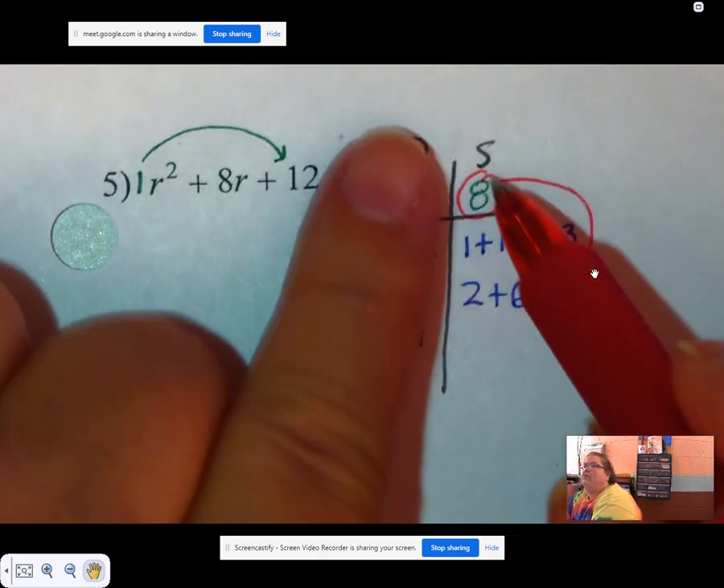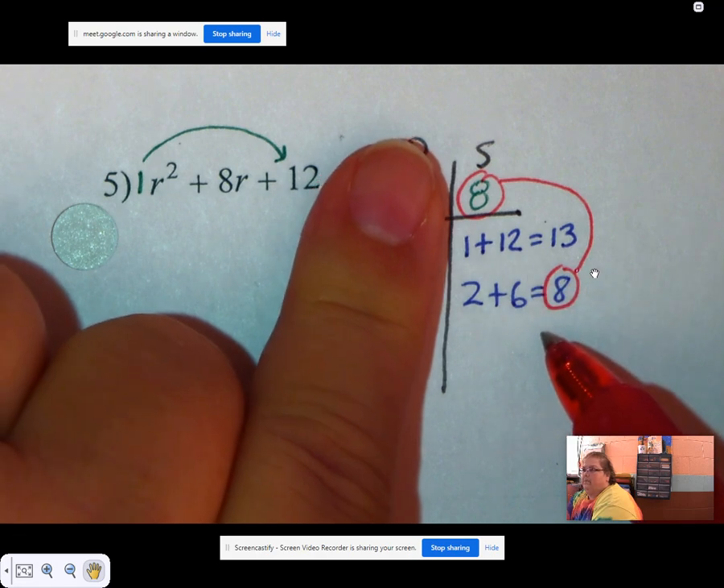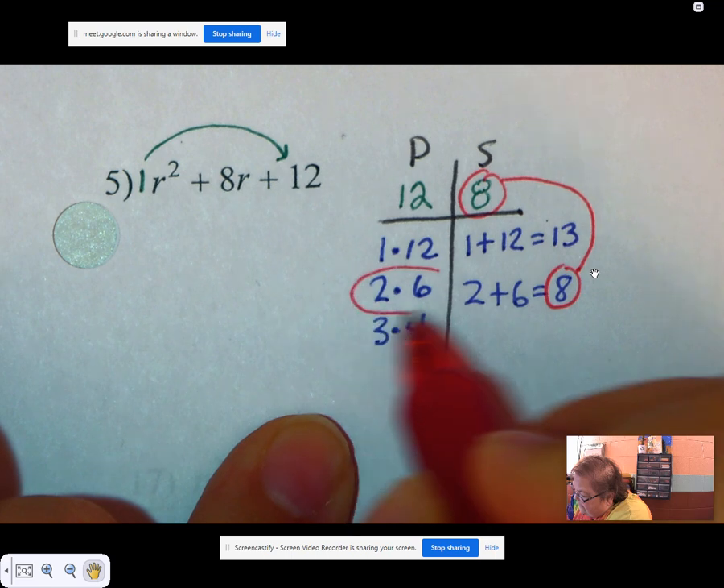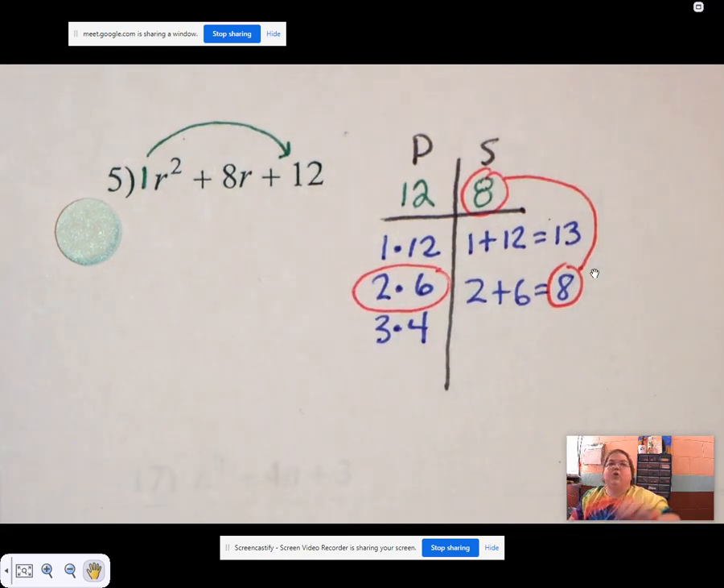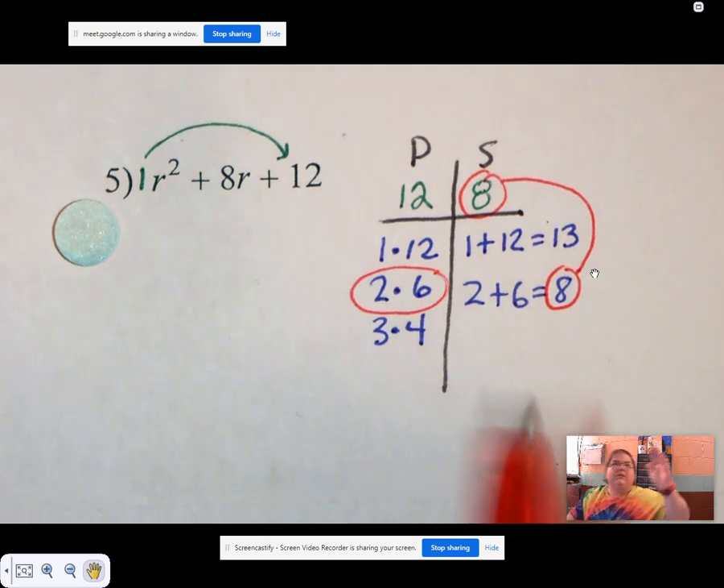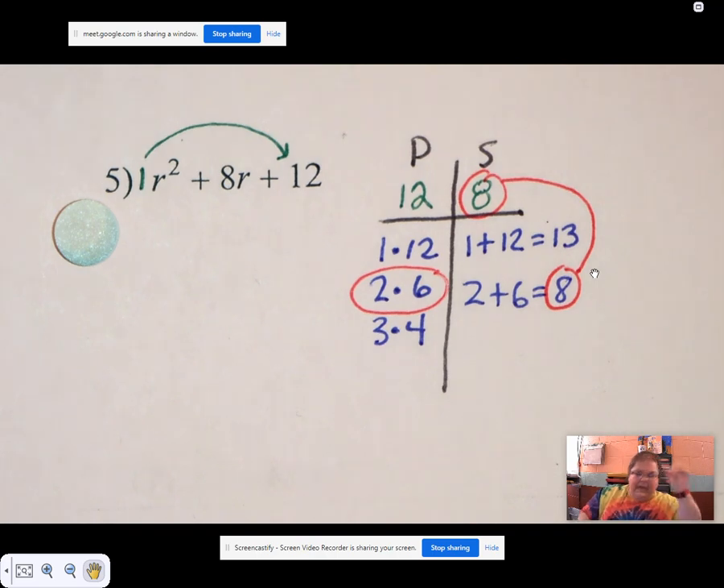I only use the sum column to find my factors. So you don't always need them. And I wouldn't have gone to this point, but I wanted to go here to show you how that works. Does that clear it up for you? Excellent. I like it. Okay.